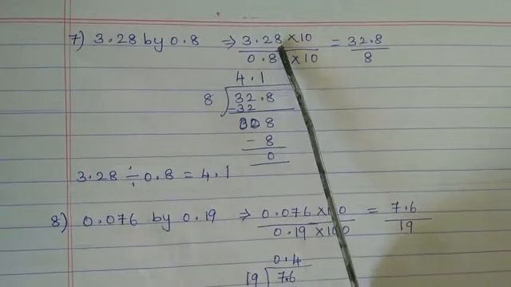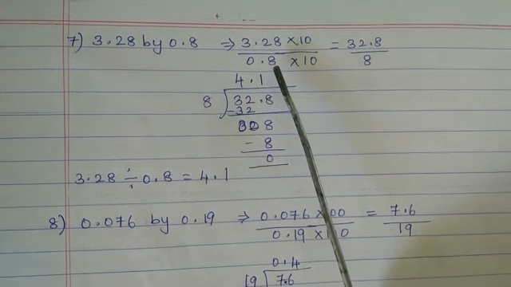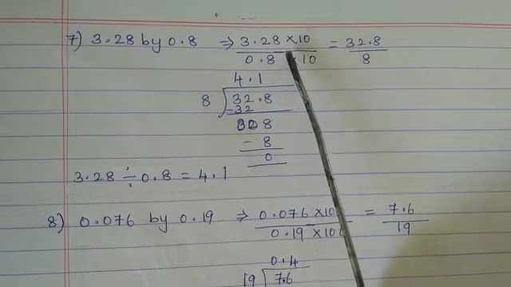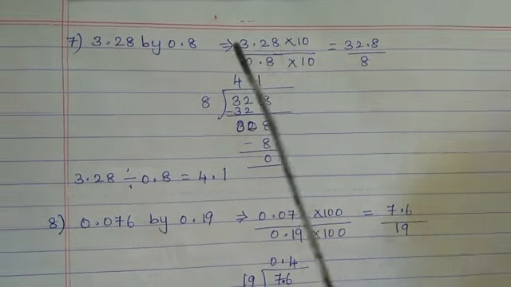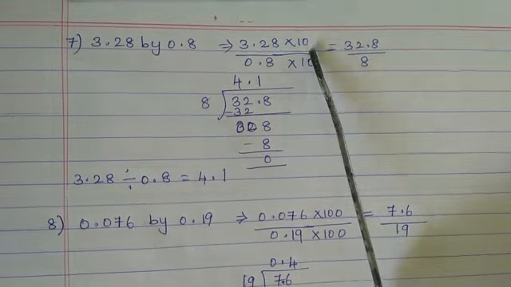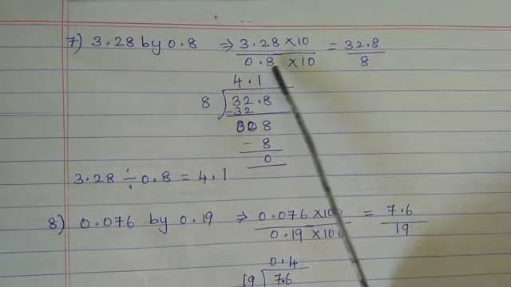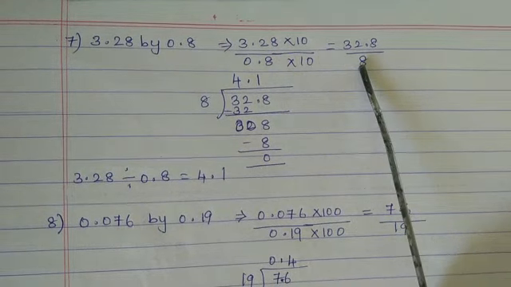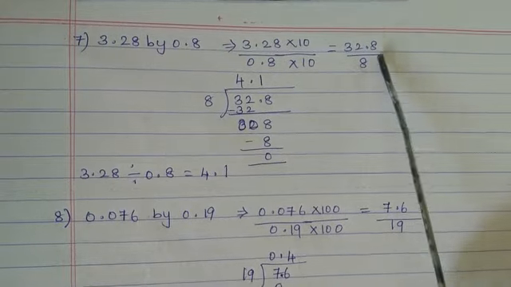So 3.28 divided by 0.8. Here the divisor contains only one decimal place, so we have to multiply both numerator and denominator by 10. 3.28 multiplied by 10 is equal to 32.8, and 0.8 multiplied by 10 is equal to 8. Now the division is 32.8 divided by 8.